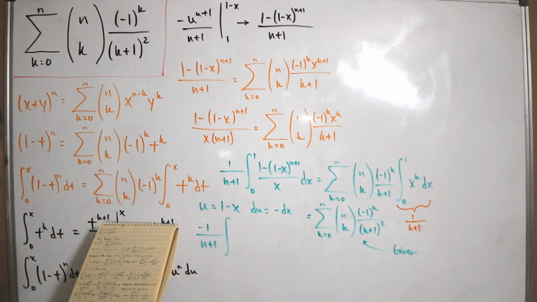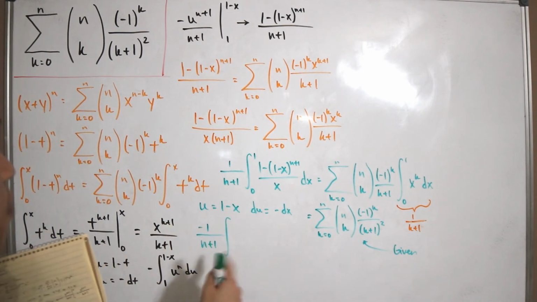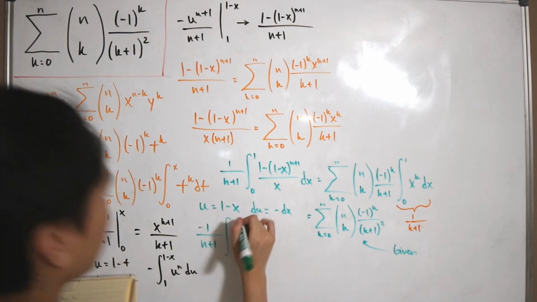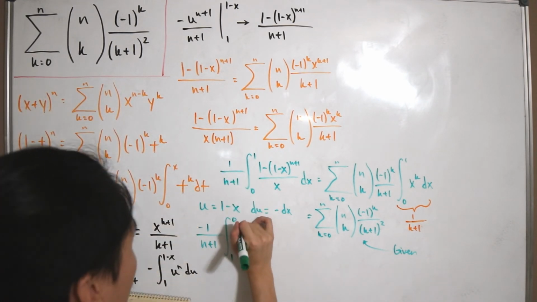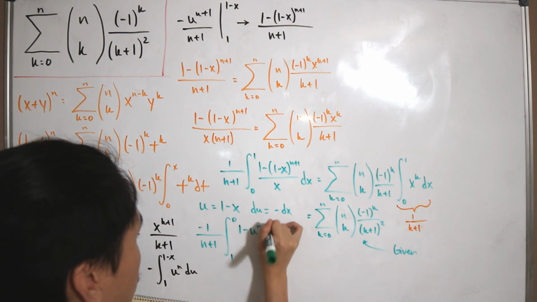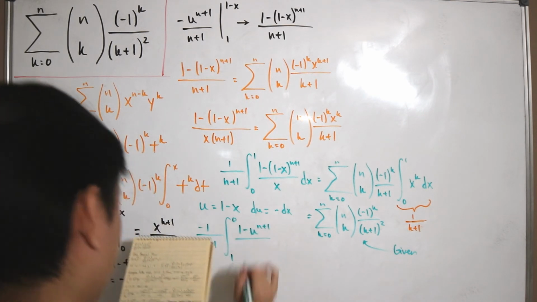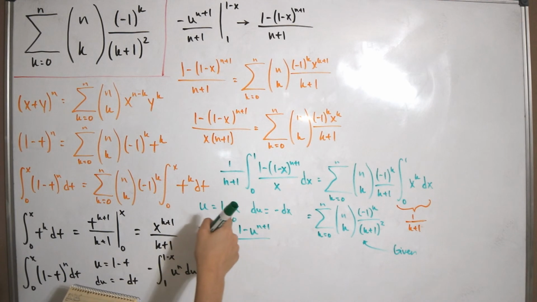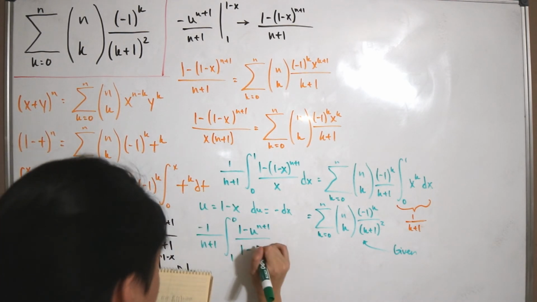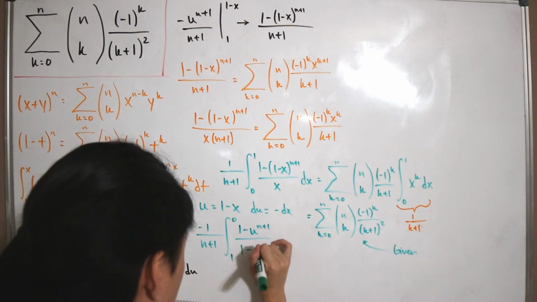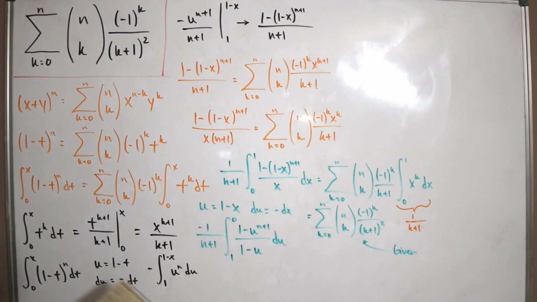Then our new bounds, not new integral, new bounds. If I plug in the bounds, I have a 0 and then a 1 over here. Then this gives us 1 minus u, to the n + 1 power, divided by now 1 minus u, since 1 subtract x is u in this case.